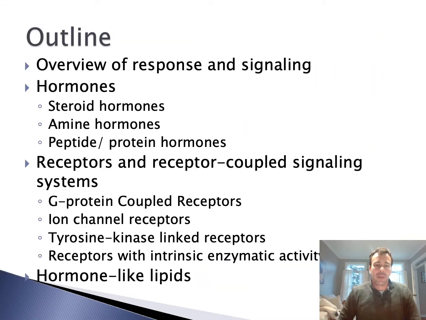An outline of what we're going to be talking about today: just an overview of response and signaling, talk about the different classes of hormones, and then talk about the receptors and the receptor-coupled signaling systems, specifically G protein coupled receptors, ion channel receptors, and then tyrosine kinase linked receptors, as well as receptors with intrinsic enzymatic activity. And then I'll also talk a little bit about hormone-like lipids, which is relevant to this lecture as well.